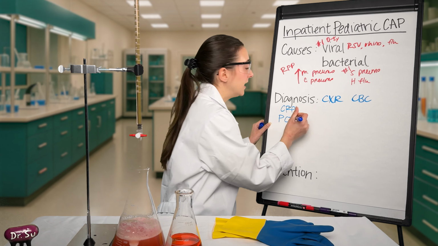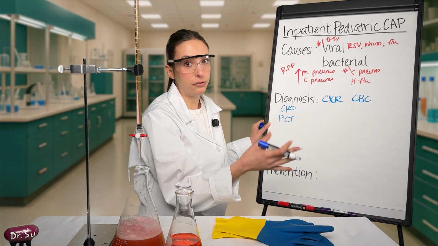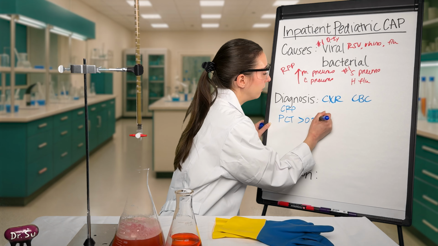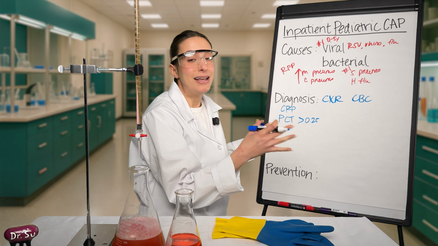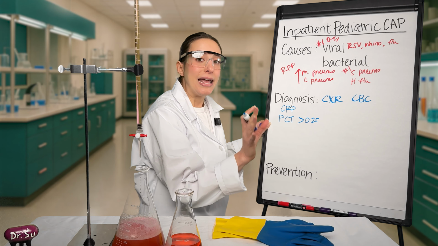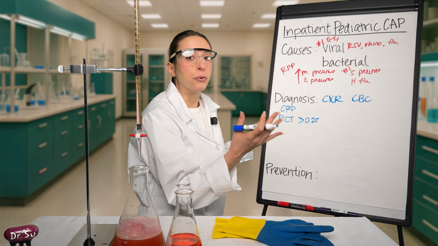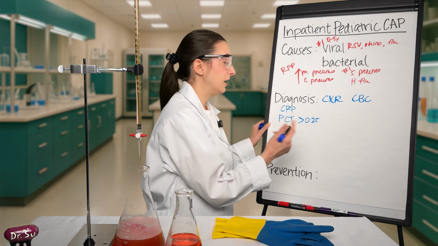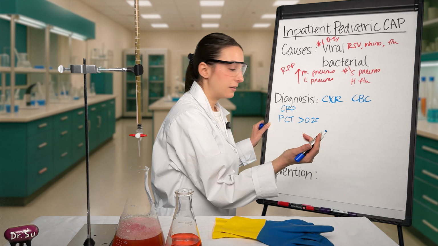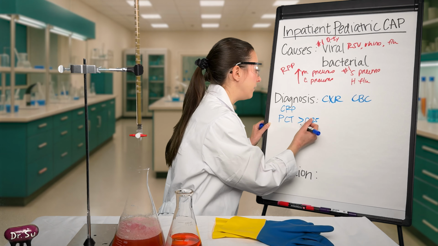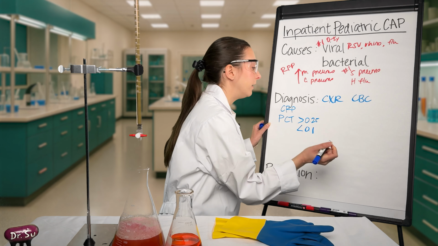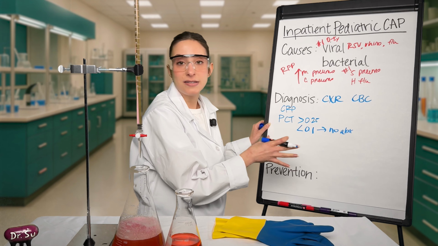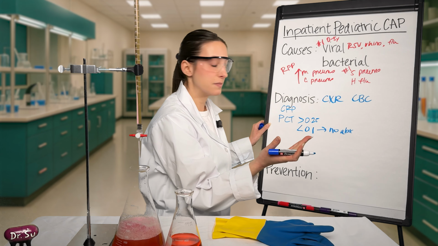Procalcitonin, on the other hand, can help us differentiate bacterial from viral CAP. So procalcitonin greater than 0.25 has a 96% negative predictive value and 85% sensitivity for community-acquired bacterial CAP. So if your procalcitonin is greater than 0.25, definitely start antibiotics. If it's less than 0.25, especially less than 0.1, no antibiotics. We're pretty sure in this case it wouldn't be a bacterial cause, in other words.